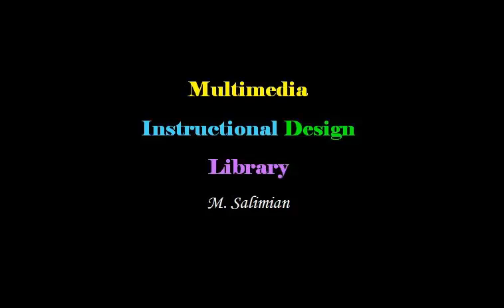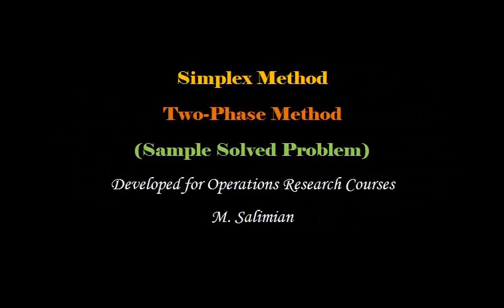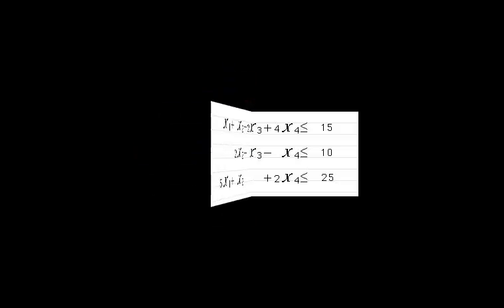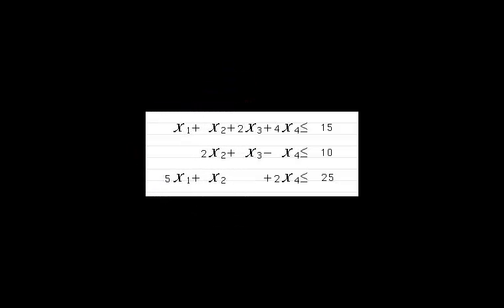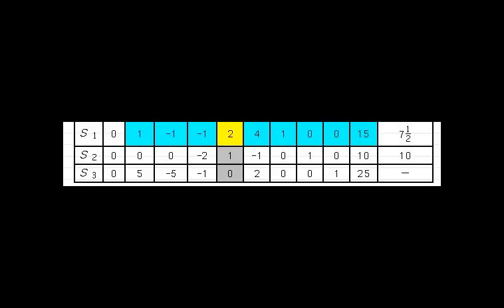Hi, in this video we are going to take a look at a technique called the two-phase method, and we will demonstrate it with a simple problem. When we are dealing with the simplex method, when all of our constraints have a less than or equal sign, we have a natural extreme point, which is the origin.